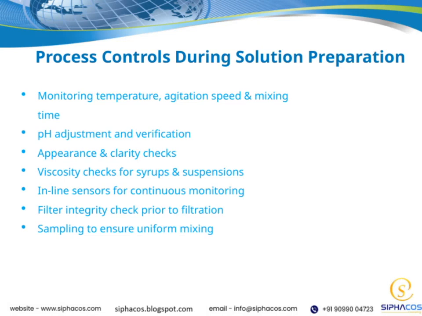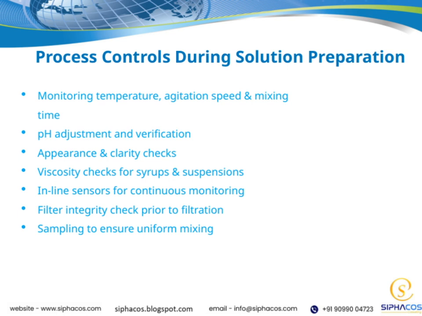Let's talk about some of the key process controls during solution preparation. First, monitoring temperature, agitation speed, and mixing time is crucial. These parameters ensure the solution forms correctly and remains stable. Consistent temperature control helps prevent degradation, while proper agitation and mixing time guarantee uniformity throughout the batch.